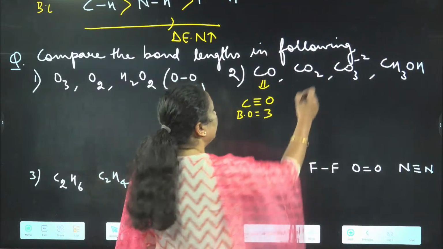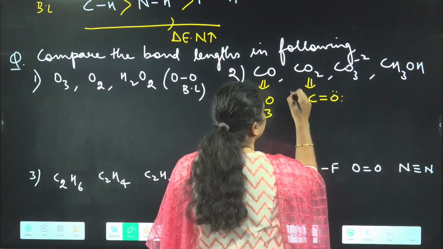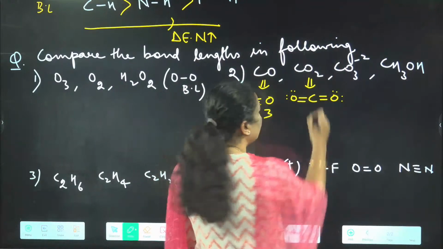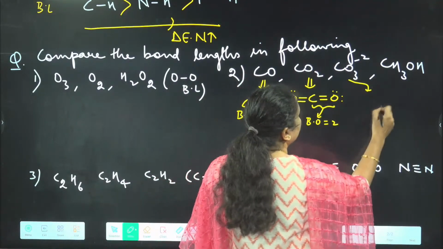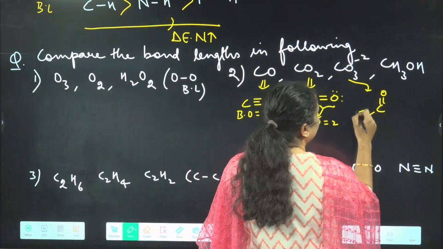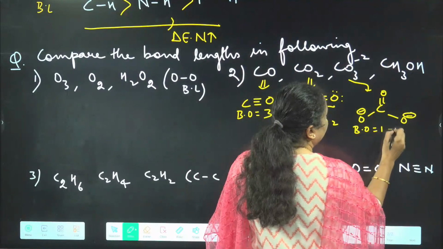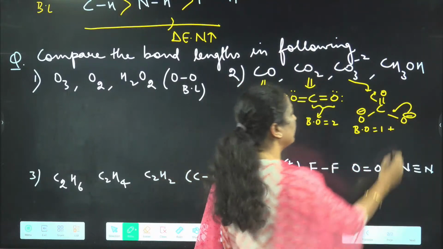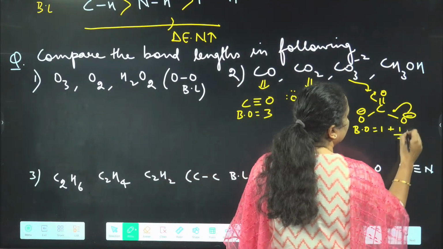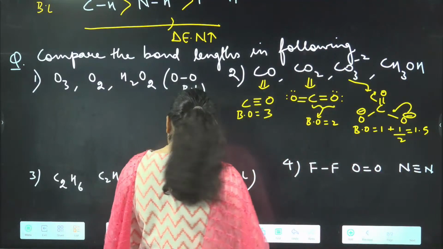Right? Here, for CO2, we'll be writing like this, na? Right? So what is the bond order here? 2. For CO3 minus 2, will I be writing a structure like this? So what is the bond order here? Resonance is possible here, na? So I can easily write 1 plus number of pi bond. Pi is 1, sigma is 2. Will I get 1.5?